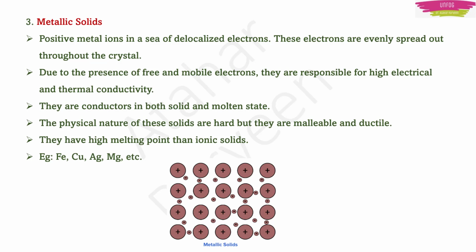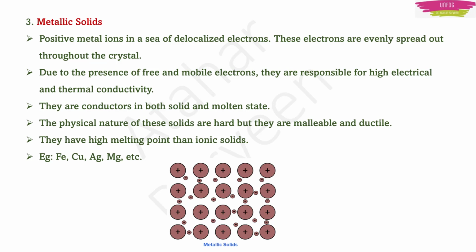Because of the presence of these free and mobile electrons, they are responsible for high electrical conductivity and very high thermal conductivity. That's the reason why these solids are metals. So what are metals? Basically they are conductors, either in the solid state or in the molten state. And what is the reason for this conduction? The reason is the presence of free and mobile electrons. When electrons are present, of course they are carrying charge, and they are free, meaning charge is moving. Charge is moving means conductivity is there.